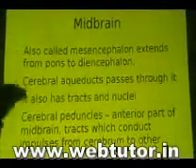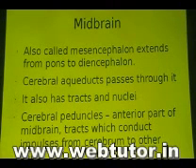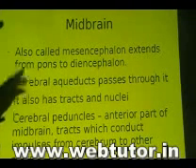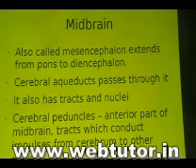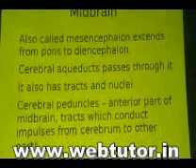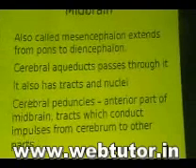Above your pons is the midbrain. It's also called mesencephalon because in the fetus the mesencephalon ultimately gives rise to the midbrain. It extends from the pons to the diencephalon. The diencephalon is your thalamus, epithalamus, hypothalamus. The cerebral aqueduct passes through it.